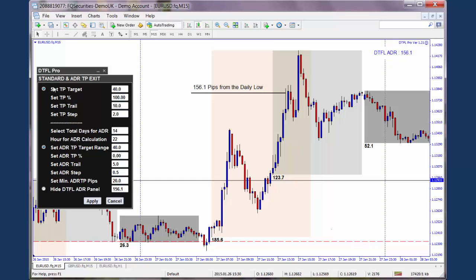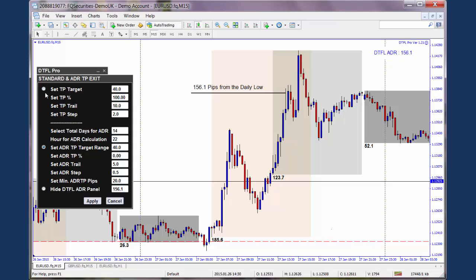One is a standard take profit target, which is here, which you can select on or off. The other is a take profit target based upon ADR. You can select both of them or either of them. You can have them both running simultaneously, or you can select, if you've got a preference, one or the other. So first of all, I'm going to deal with the standard take profit.